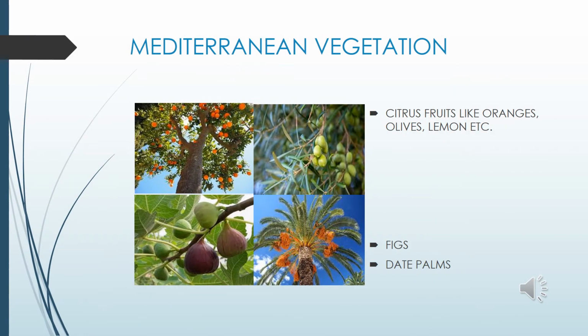Mediterranean vegetation. Let's first have a look at the trees which are usually found in the Mediterranean type of climate. The first is orange. The second picture is of an olive tree. At the bottom, the third picture is figs, and number 4 is date palms. Mediterranean type of climate has the speciality that its winters are wet, meaning the rainfall occurs in the winter season, and summers are hot and dry.